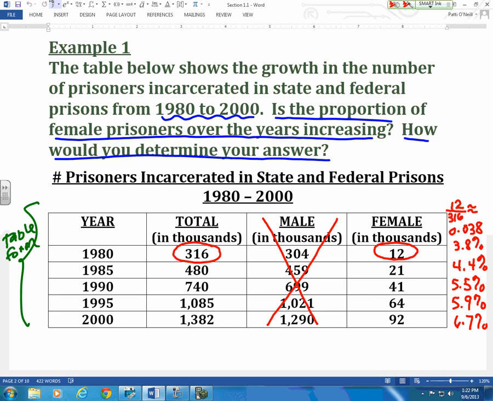Based on that information, it would be good to be able to draw a conclusion. So I would say that, yeah, over the years, the proportion of female prisoners is increasing, and it might actually promote discussion with looking a little deeper at the actual percentages that we have, why percentages were the way that they were in certain years, so on and so forth.